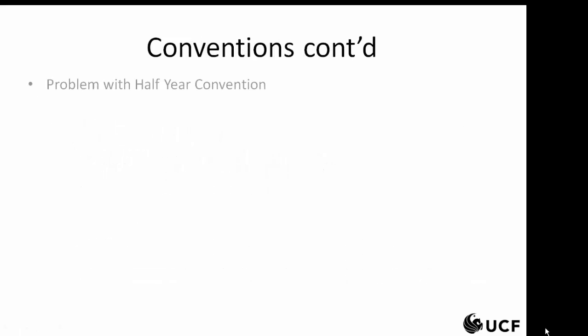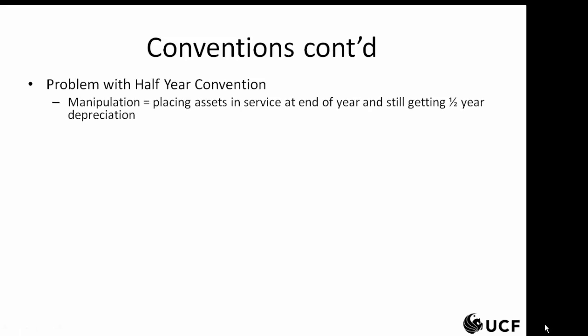Continuing along in the convention, we had a slight problem that came up with the half-year convention. Surprise, surprise, we had manipulation that occurred. Many people started placing tangible personal property assets in service at the end of the year and still getting a half-year depreciation. It's a great gig if you can get it. The government said, I don't think so, and that led to a second convention.